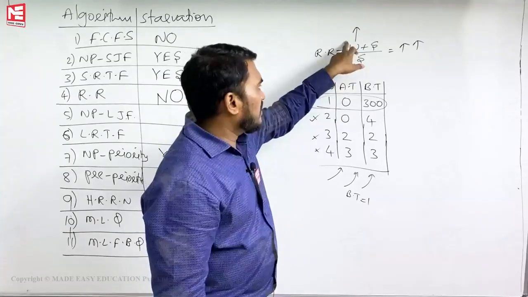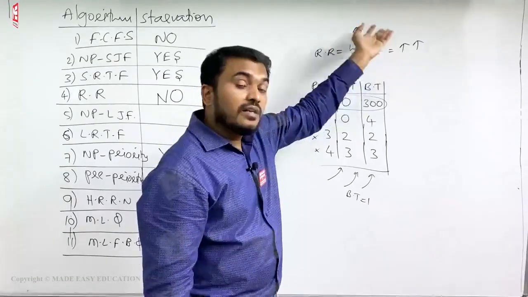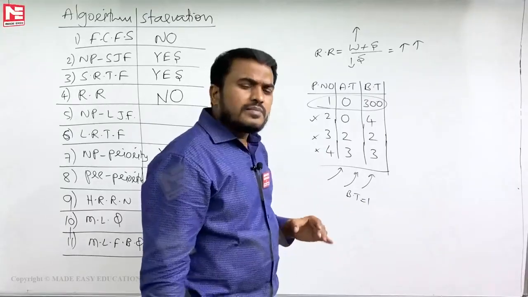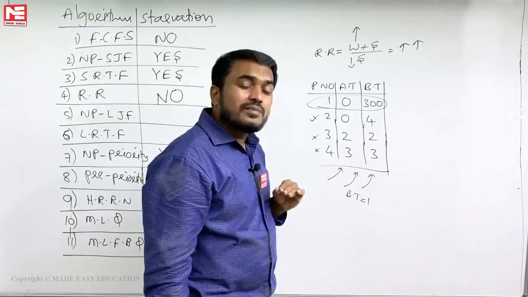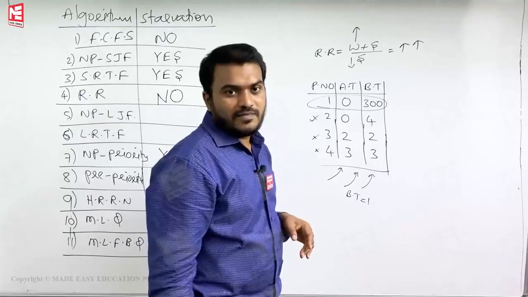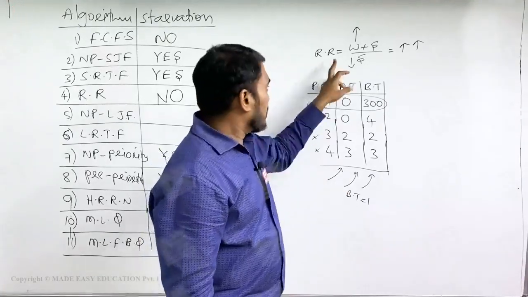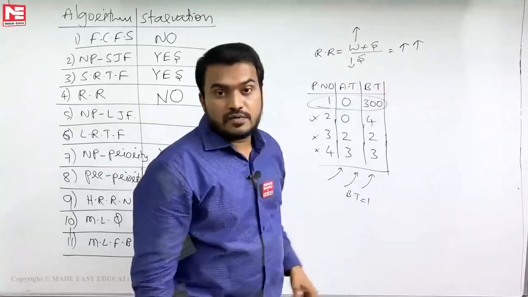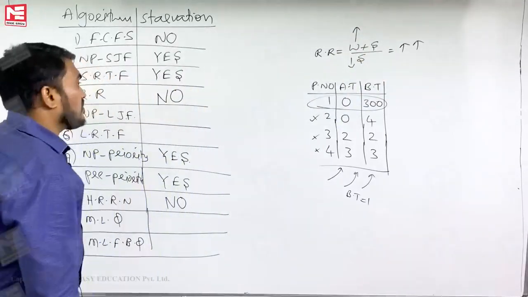Process का अगर waiting time बढ़ रहा है तो entire response ratio will increase and process will definitely get a chance to execute. So मतलब ज़्यादा देर तक अपन process को wait नहीं करवाएंगे. Is that clear? So if the waiting time is increasing, the response ratio will increase. So there is no starvation.